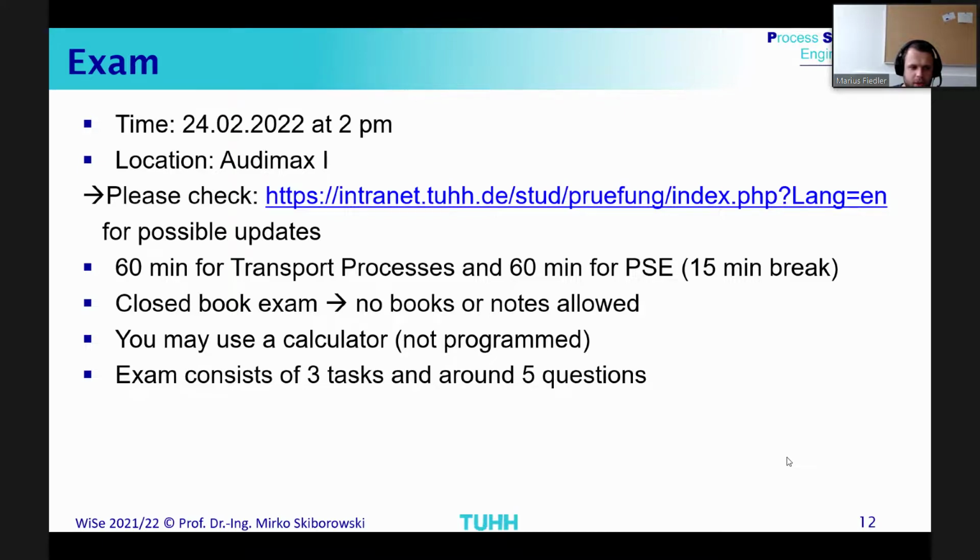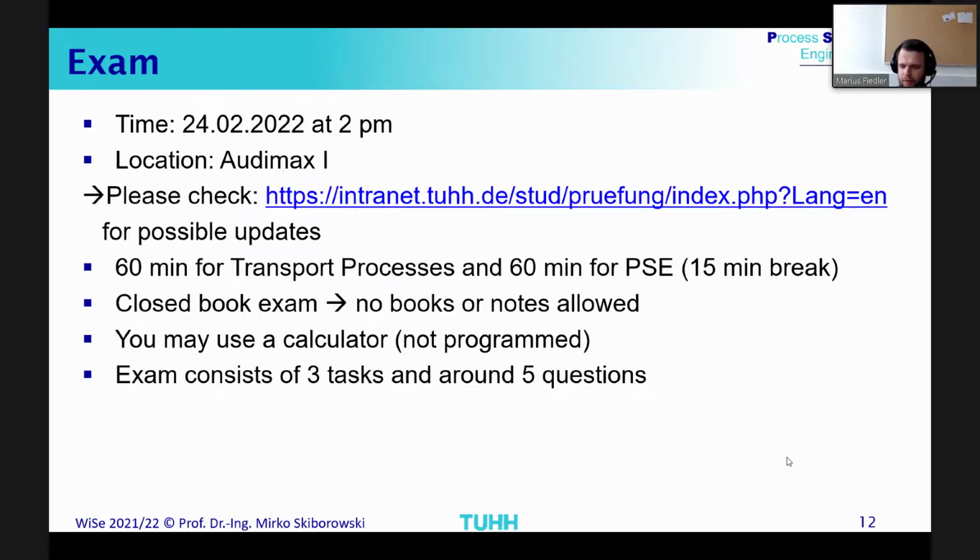As you may already know, I think the transport processes exam will take 60 minutes. Then we will have a short break of about 10 to 15 minutes, and then we will have the PSE exam. It will be a closed book exam, so you are not allowed to use any books or notes or something like that, but you may use the calculator, which is not programmable.